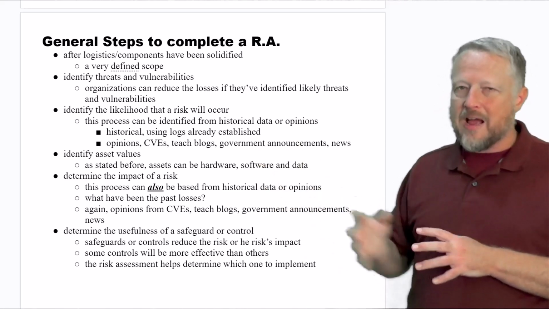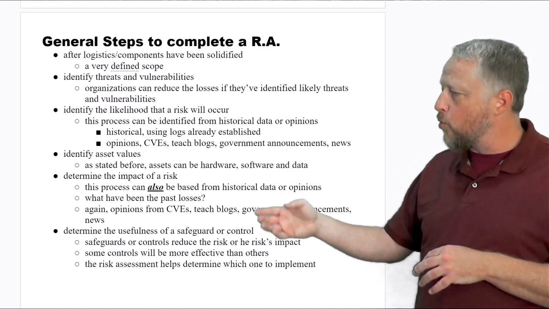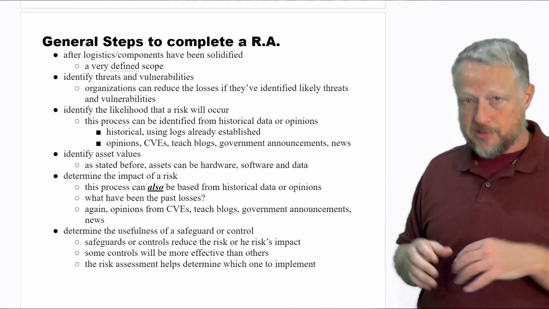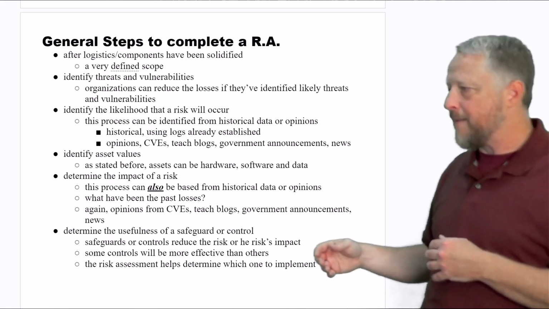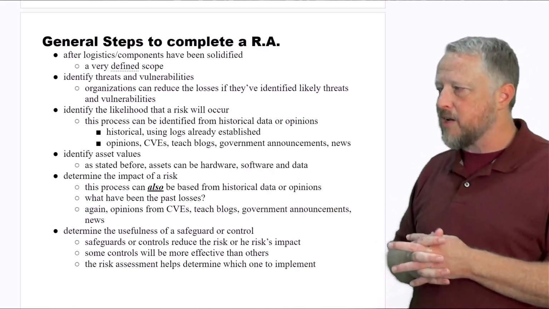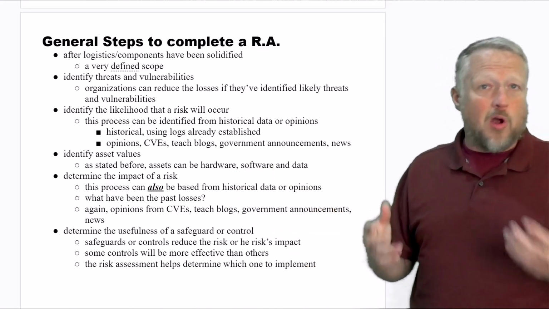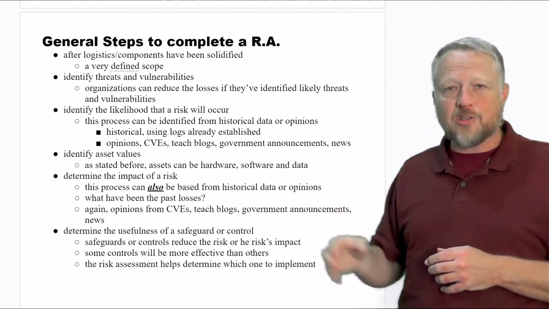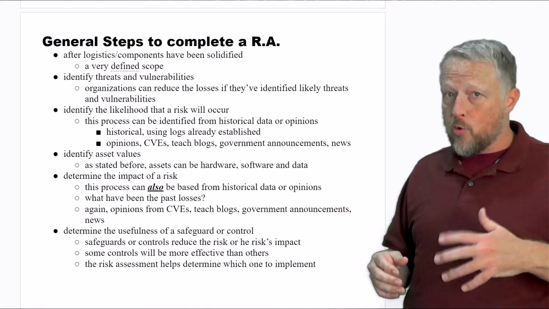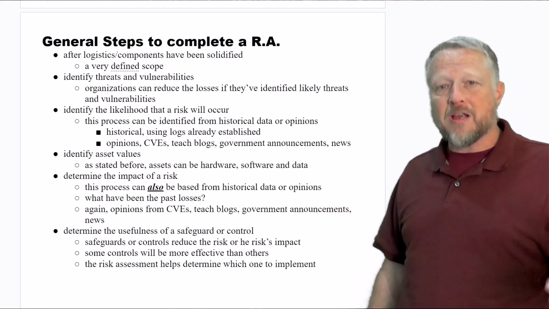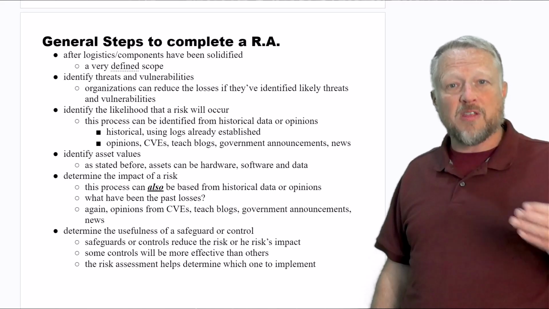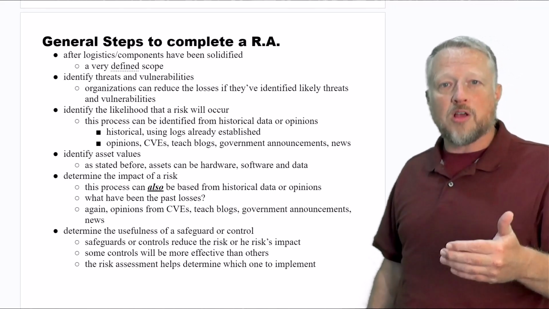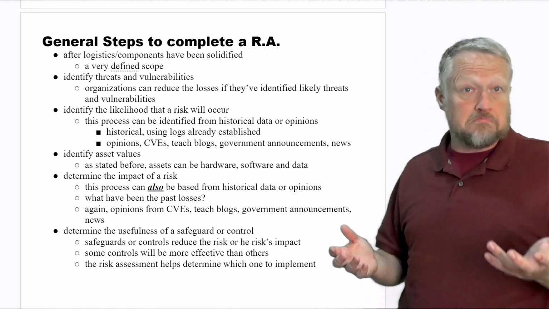You're going to identify asset values. As stated before, assets can be hardware, software, and data. Don't forget that's an asset too because you're probably generating money from that. And then you're going to determine the risk of the impact. This is a process too from historical data and opinions. What have past losses been for the organization or another organization, maybe a competitor? Maybe they've been through some of the same process, and they've had other losses that you need to take into consideration.